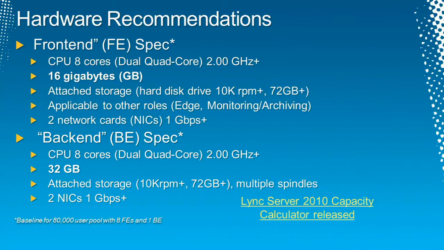We don't want to go below 4 gigabytes of memory; anything below that is not recommended. The archiving server, for example, is perfectly happy at 8 gigabytes of memory. In terms of the requirements, you have attached storage, the typical enterprise-grade storage. We would recommend you have 2 network cards.